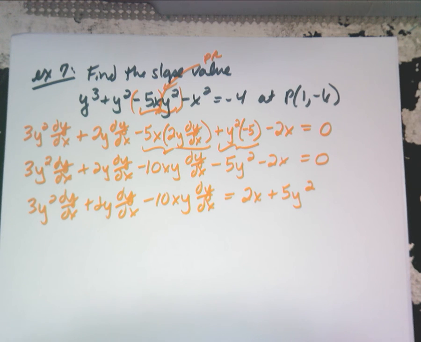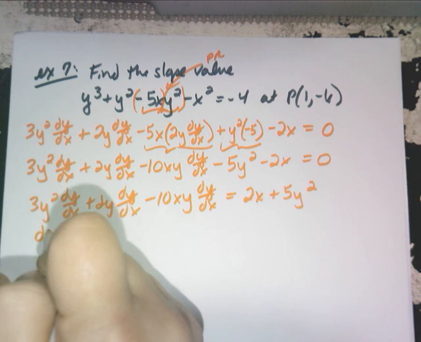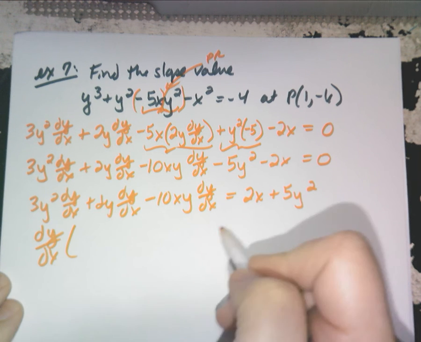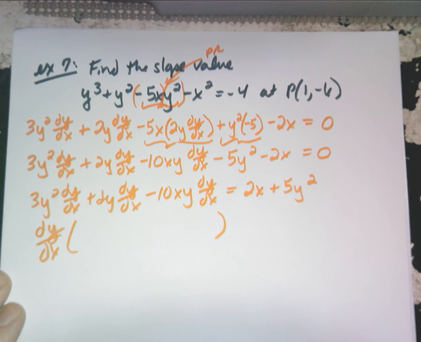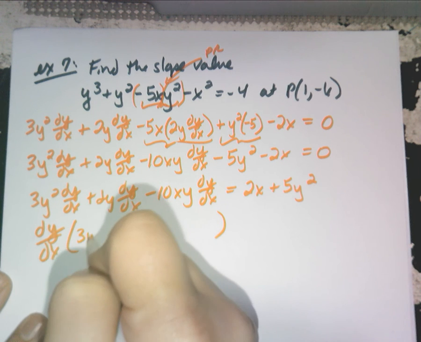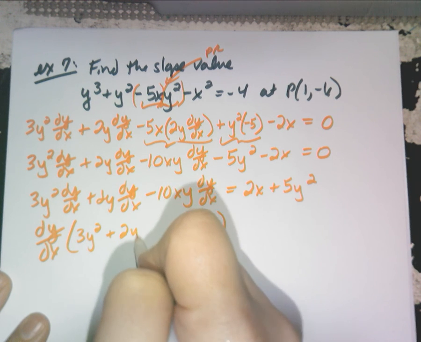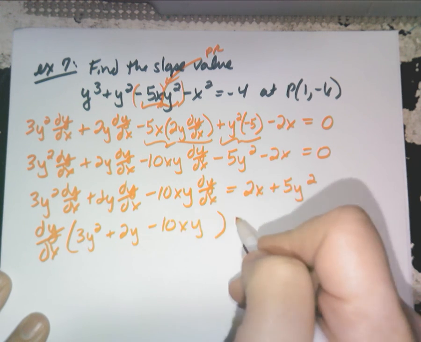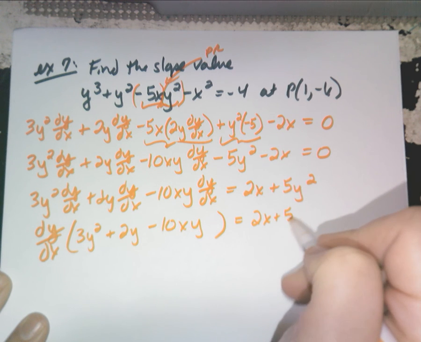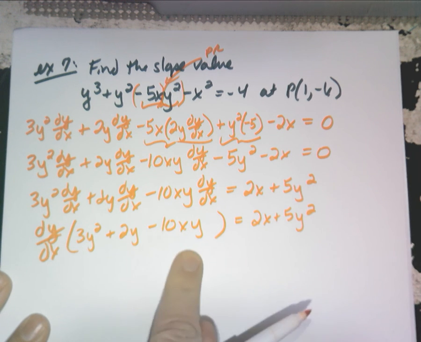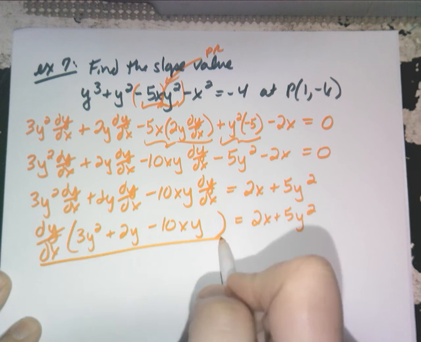Okay, now, what do you remember? How do we get dy/dx by itself? You factor it out. And what are you left with? 3y squared plus 2y minus 10xy equals 2x plus 5y squared. And then how do I solve for dy/dx? I just divide that out.